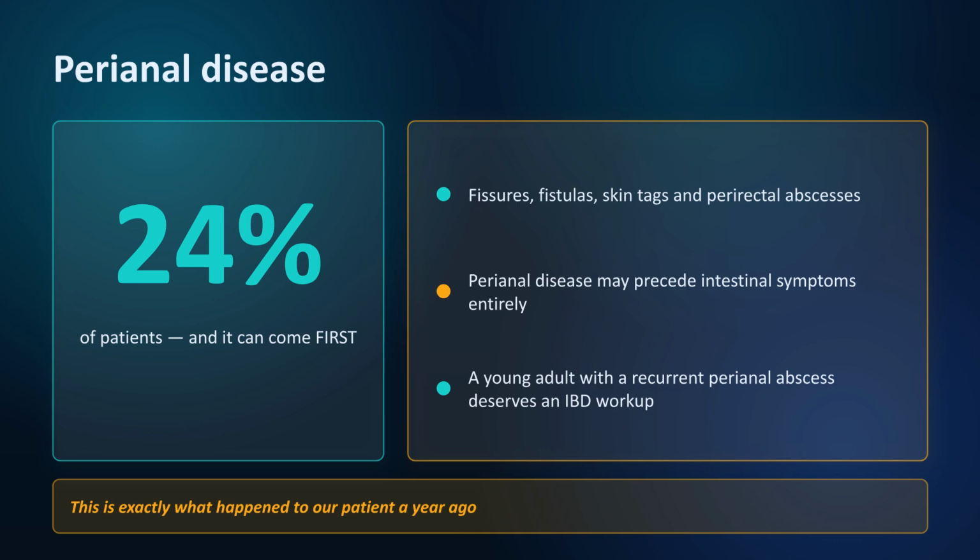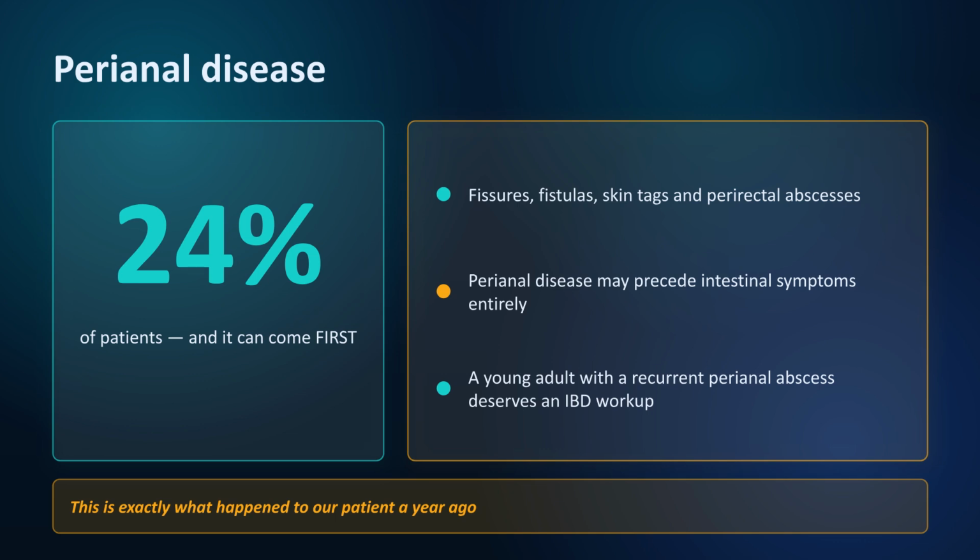Perianal disease occurs in 24% of patients, and here's the part that catches people out. Perianal disease may precede intestinal symptoms entirely. It includes fissures, fistulas, skin tags, and perirectal abscesses. So a young adult presenting with a recurrent perianal abscess deserves a workup for inflammatory bowel disease, not just another incision and drainage. And that is exactly what happened to our patient a year ago.